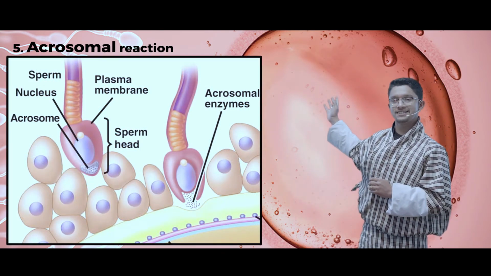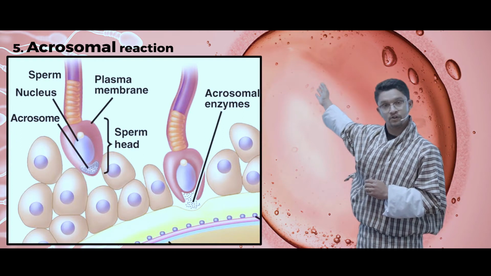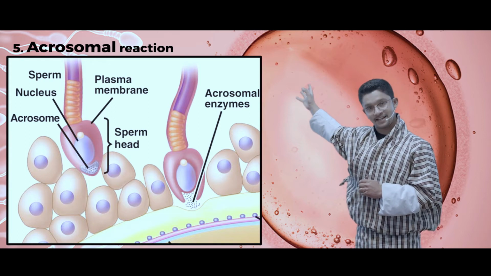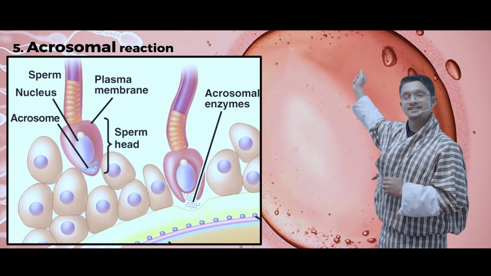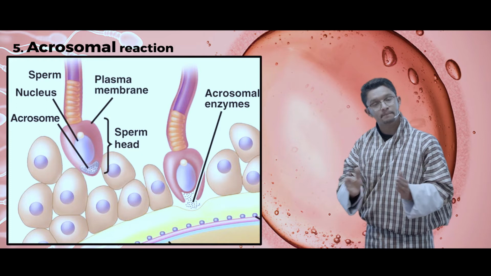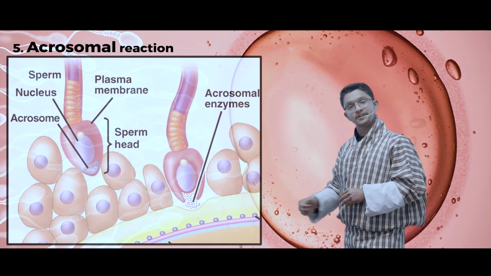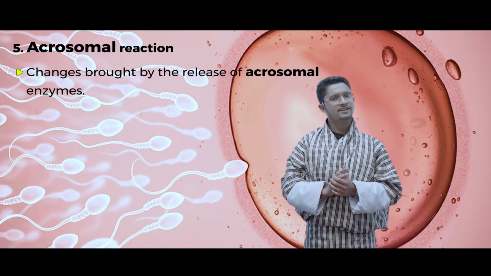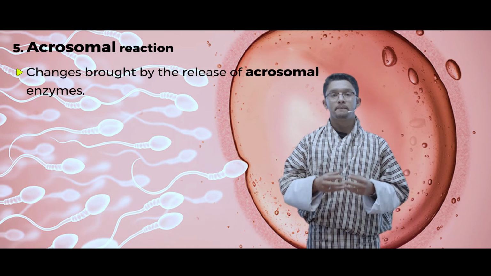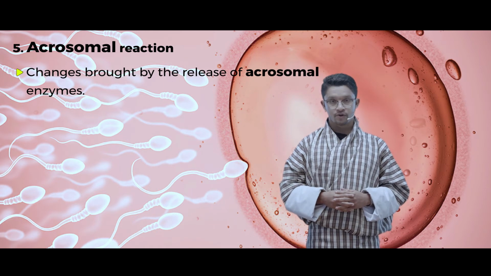What we can see is a sperm cell has come in contact with the outermost layer of the ovum, and then it is releasing the enzymes, and the enzymes are bringing in some changes, opening the path for the sperm to enter, and then the sperm is entering. So acrosomal reaction here means the changes that are brought about by the enzymes that are present in the acrosome.